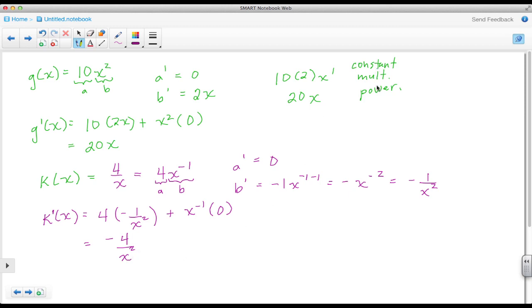And if I were to use the constant multiple and the power rule, I've got 4 times x raised to the negative 1. If I bring the negative 1 down to the front, I've got negative 1 times 4x, and now I need to decrement this negative 1, so that's really going to be negative 1 minus 1. So negative 1 times 4 to give me negative 4, and then I've got x raised to the negative 2. To write this with positive exponents, my numerator is negative 4, and then my denominator becomes x raised to the second power, and we see that both of these are the same.